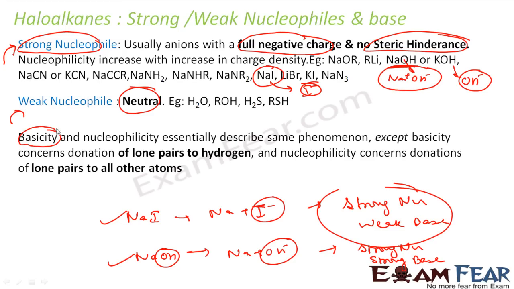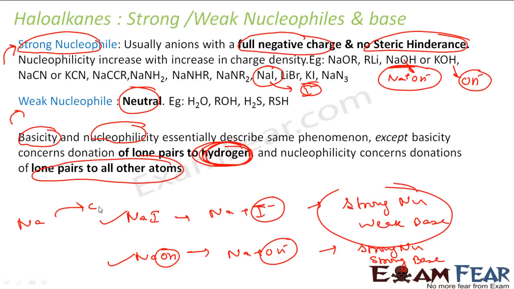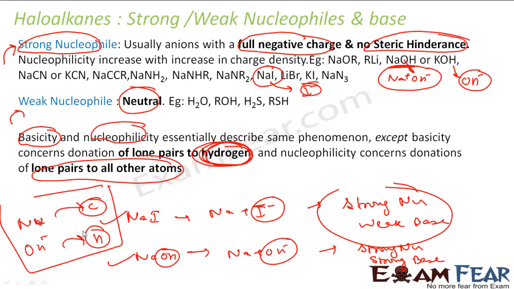And as I told, basicity and nucleophilicity are almost the same phenomenon, except that when you talk about the base, it is donating a lone pair to hydrogen. But when you talk about the nucleophile, it donates a lone pair to any other atom. So a nucleophile will attack carbon, it will give lone pairs to carbon. But a base will attack hydrogen. That is the only difference, right? The base attacks hydrogen and the nucleophile attacks any other atoms. In our case, since we are talking about organic chemistry, we generally talk about carbon. So nucleophile attacks carbon, base attacks hydrogen.